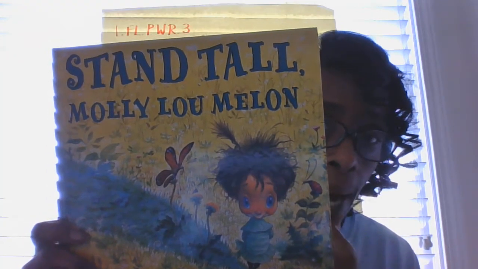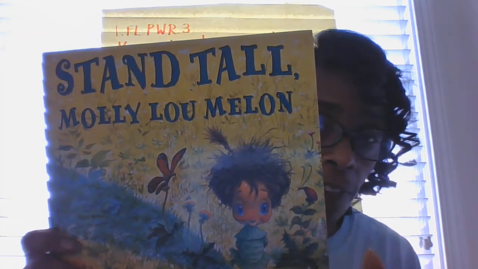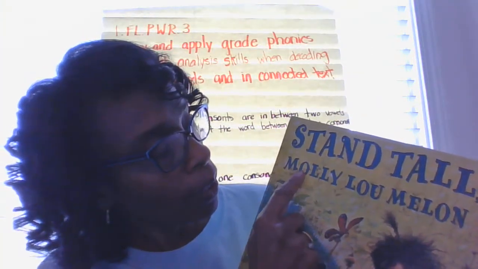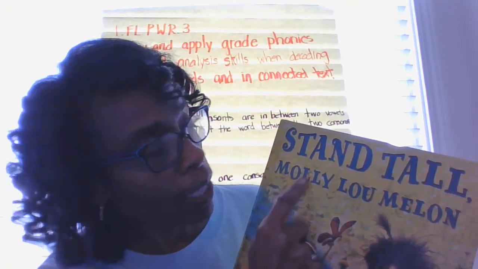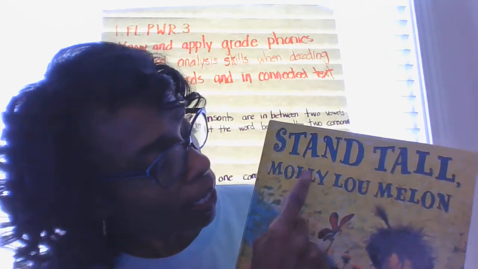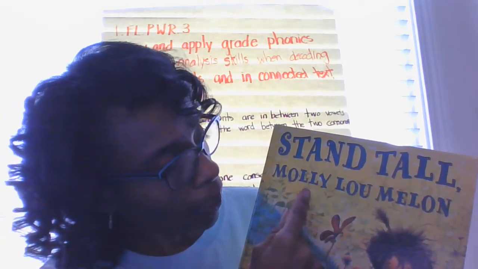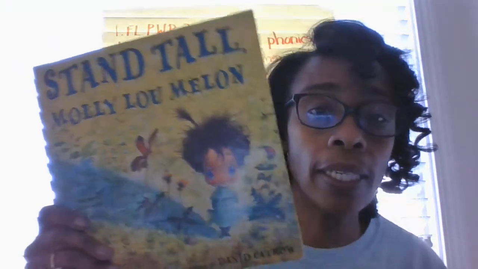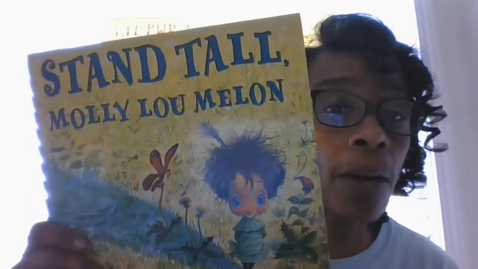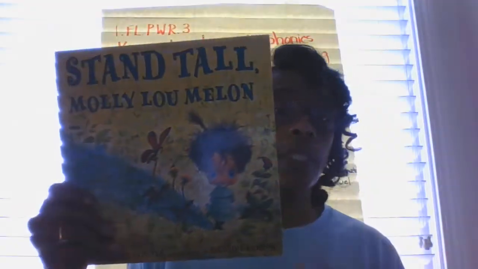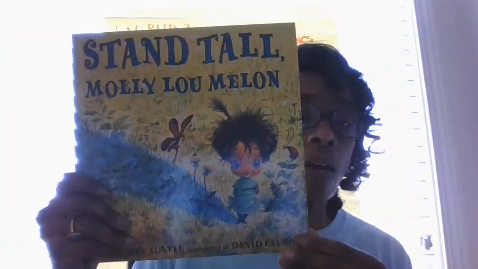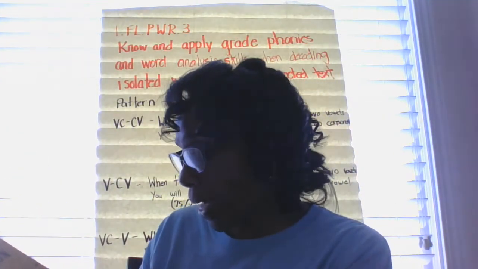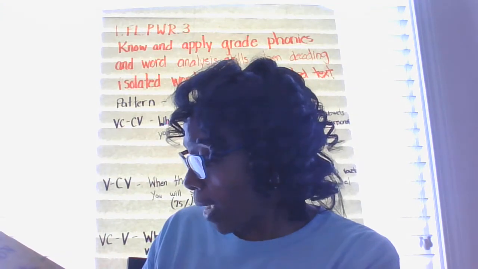Stand tall, Molly Lou Mellon. And you see several of we have Molly, vowel, consonant, consonant, vowel. And we will split our syllable right there, Molly. But we're just going to listen to this story and enjoy it. Because this is how we started our year, and this is how I want to end our year. Stand Tall, Molly Lou Mellon, written by Patty Lovell and illustrated by David Cottrell.